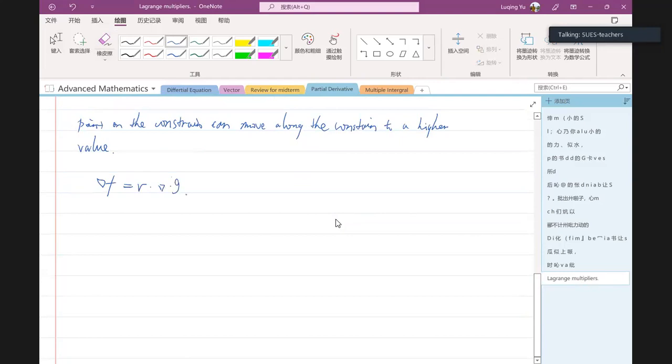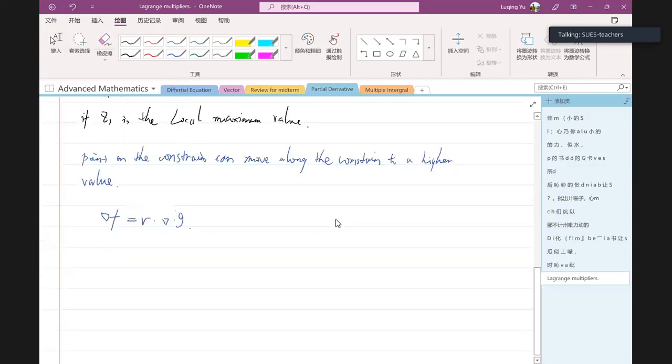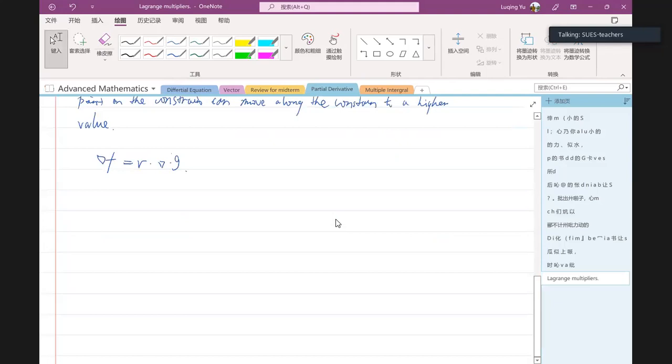Because actually from this tangent line, you know that, right? The gradient is the direction of the tangent, and then you have the tangent line of the constraint, right? The tangent of this constraint. So actually they may have the same direction, or they might have the opposite direction. Okay, so then the Lagrange multipliers.